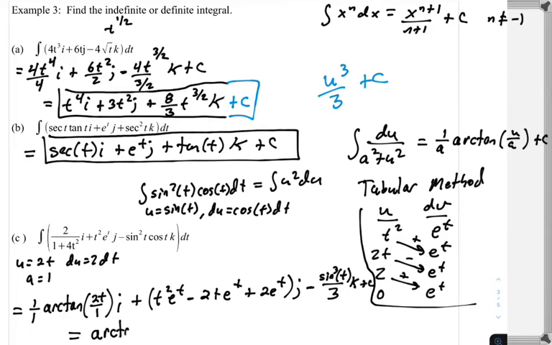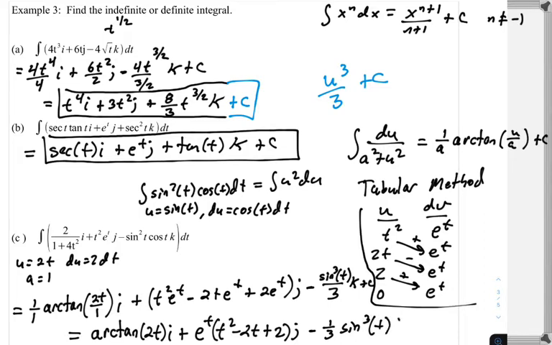So let's simplify that down. That's going to be the arctangent of 2t i. We can factor out an e to the t, so e to the t, and then we got t squared minus 2t plus 2 for your j, and then minus 1/3 sine cubed of t, and then that's your k component, and then plus your constant of integration.